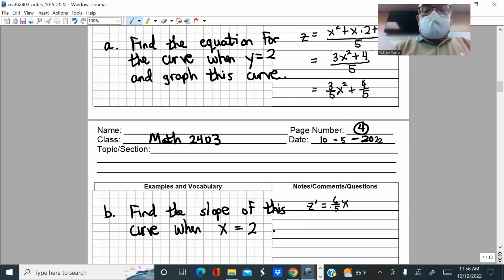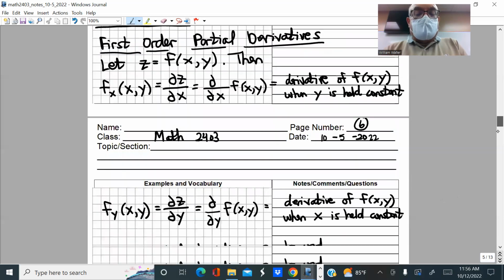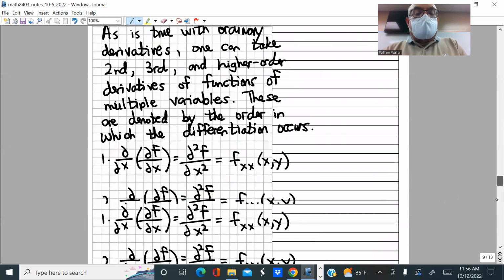0. And then, to find the slope of the curve when x equals 2, you'll just evaluate your derivative at x equals 2. In other words, you're going to find z prime of 2. That's one way of writing it on paper. And that would be equal to 6/5 times 2, which is 12/5. That's a pretty big number because that's a pretty high slope, right? That's 2.4. So that's pretty steep, but you really don't get that feel at all when you look at the graph.